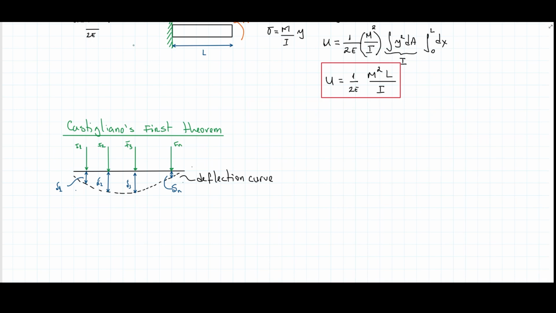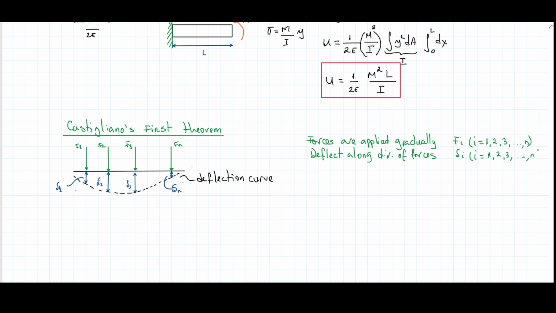Now we're going to assume that these forces are applied gradually. So forces are applied gradually, and we're going to call them Fi for any force, with i varying from 1, 2, 3 up to n. Then we have the deflection, as I mentioned already, along the direction of the forces. We're going to call it delta i, with i also varying from 1, 2, 3 up to n.